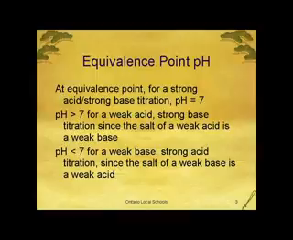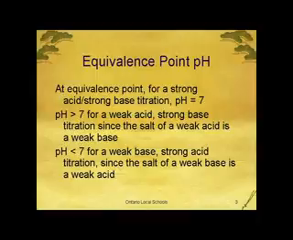But when you titrate a weak acid and a strong base, the pH is going to be greater than 7 because when you reach the equivalence point, all of the acid has been converted to the salt of a weak acid, which is a conjugate base. It's a weak base, but it's going to cause the pH at the equivalence point to be greater than 7.